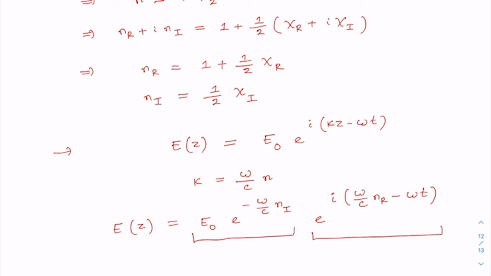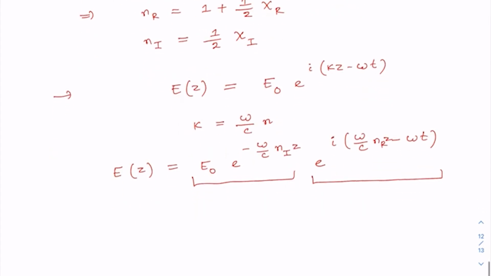Now what you see is that z is there in both. As the electric field propagates through the medium, the amplitude is decreasing, and this dissipation of the amplitude is related to the imaginary part of the refractive index, which in turn is related to the imaginary part of the susceptibility.